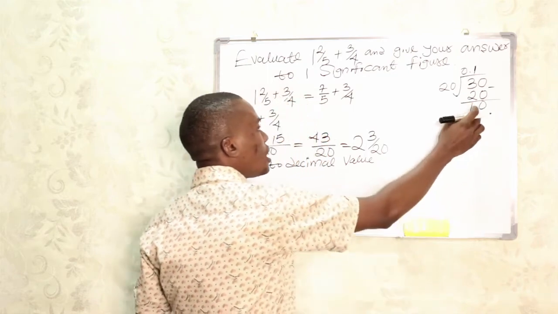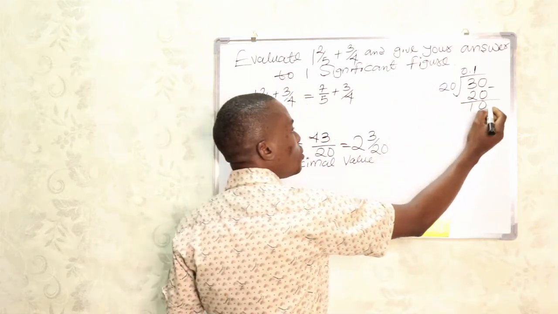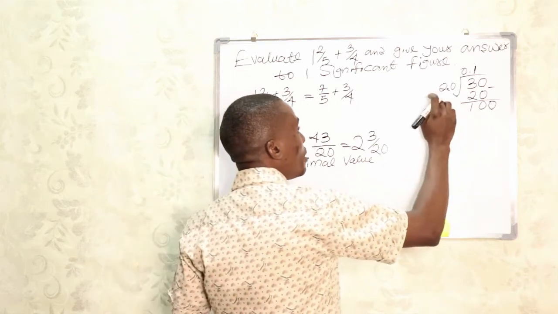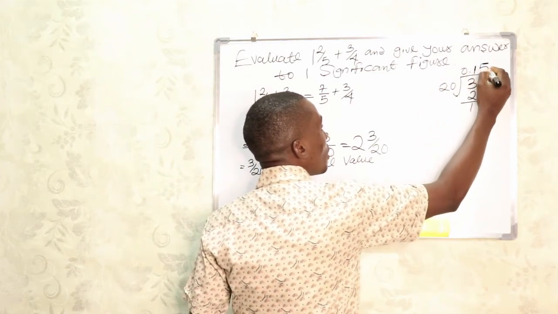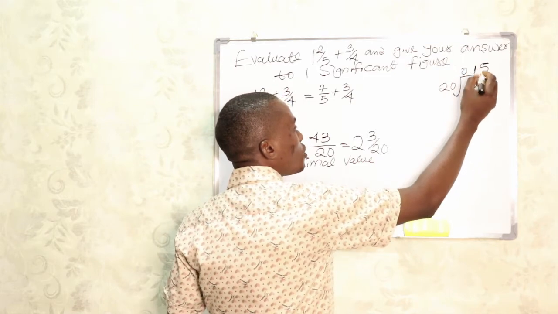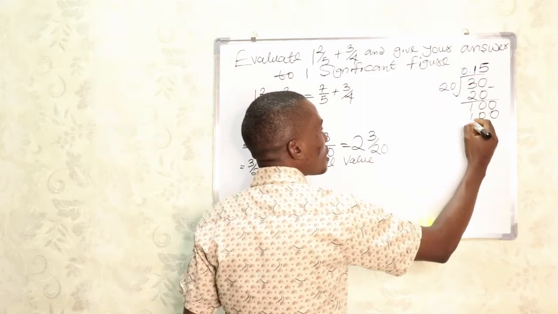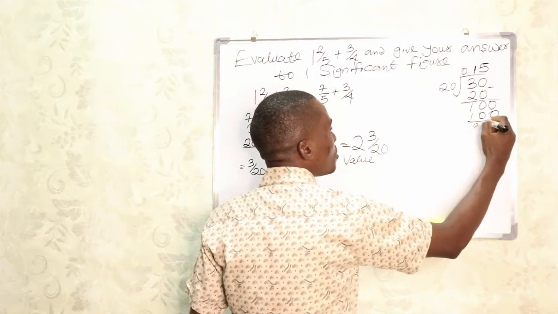10. Now 10 divided by 20 is not possible. We'll put a 0 here, and that will make it 100. 100 divided by 20 will give you what? 5. So we have a 0.15. 20 times 5 will give you 100. So if you subtract it finally, you're going to get 000.